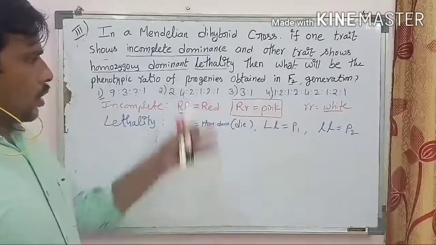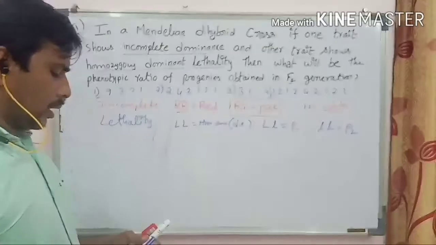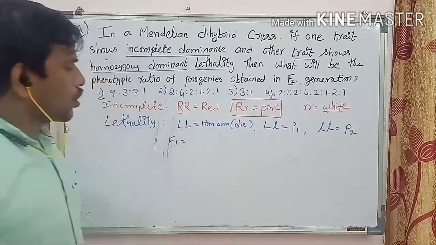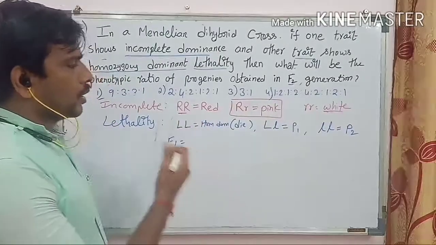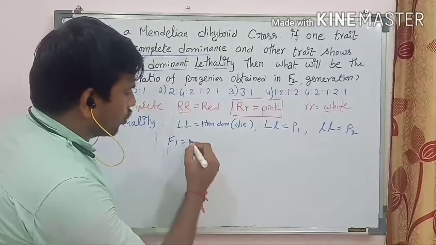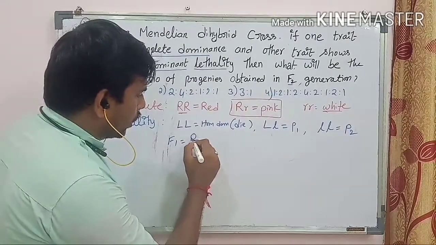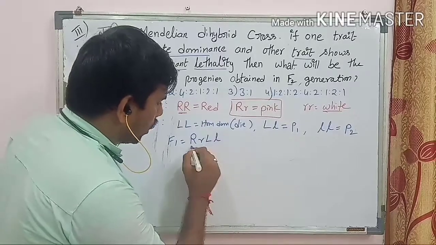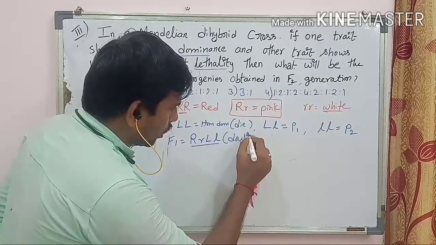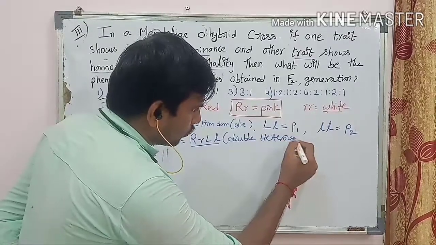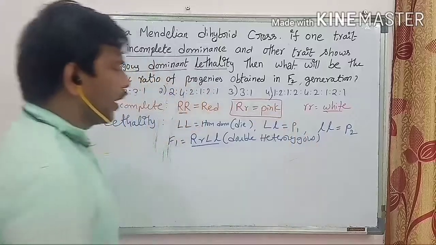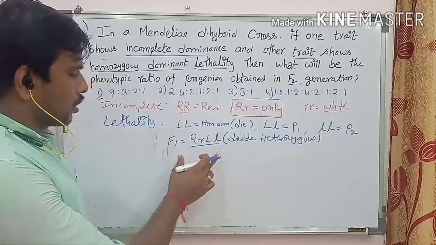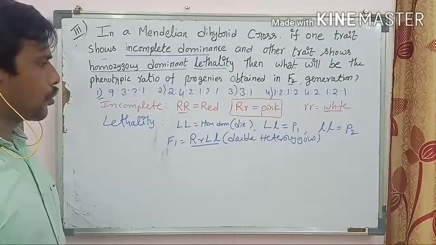We take these two traits for the dihybrid cross. When you take the F1 progeny and self-cross, you get the F2 progeny. What is the F1 genotype according to Mendel? Double heterozygous: capital R, small r, capital L, small l. This is the double heterozygous condition according to Mendel. When we self-cross the F1 generation, we get the progeny of F2.